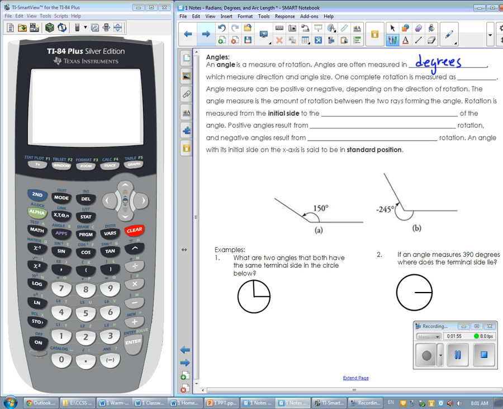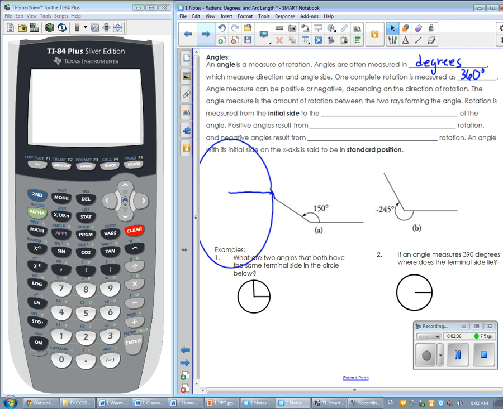Direction may not be something that you're familiar with. I think probably all of the degrees that you've seen are all positive, but it's possible for an angle to be like a negative 30 degrees, and it has to do with the direction of our rotation. If I start with a ray and do one complete rotation all the way around, the total measure of that rotation is going to correspond to 360 degrees. It's a circle. Angle measures can be positive or negative, depending on the direction of the rotation. The angle measure is the amount of rotation between 2 rays that form the angle.